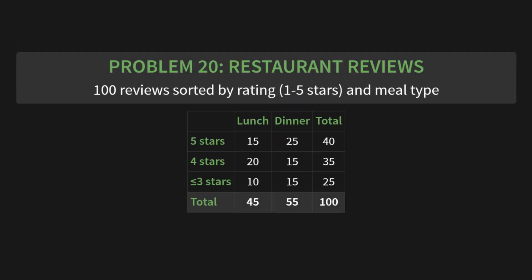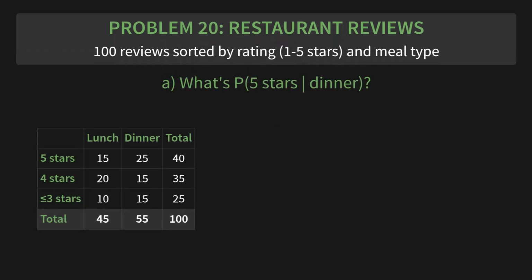This is it. You've reached the summit. 20 problems deep, and you're still here. This is what mathematical mastery feels like. We've got 100 restaurant reviews to analyze, sorted by rating and meal type. This final problem brings everything together. Check out this table. We're looking at lunch versus dinner and ratings from 5 stars down to 3 or fewer. Every cell tells a story about customer satisfaction.